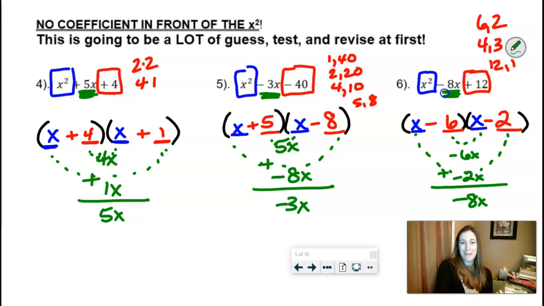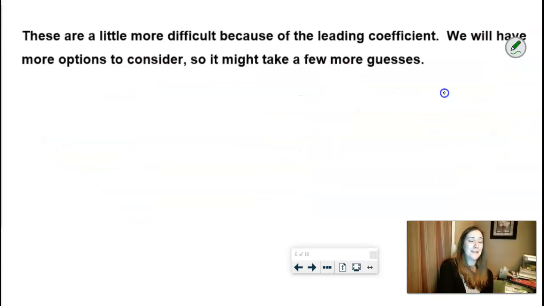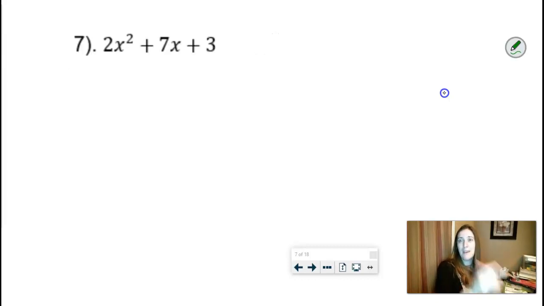So hopefully you were able to follow along with those. Yes, knowing your multiplication facts really well helps, but it doesn't mean you can't do these questions if you feel like you messed that part up. It just means you're going to go a little slower. That's okay. All right, these are going to be a little more difficult because you'll notice the first terms are not a 1x squared. So let's talk about why that does make it a little more difficult.